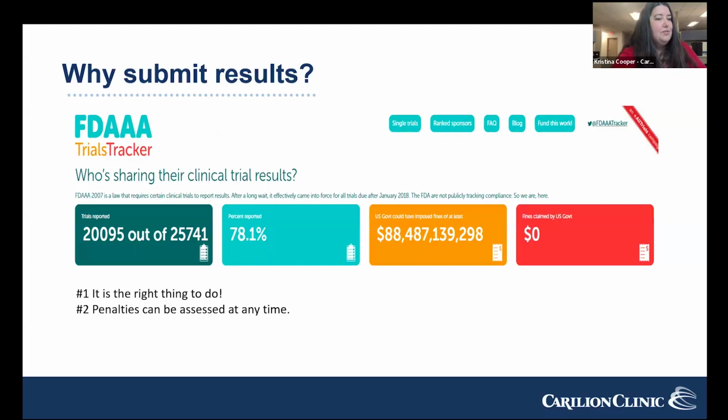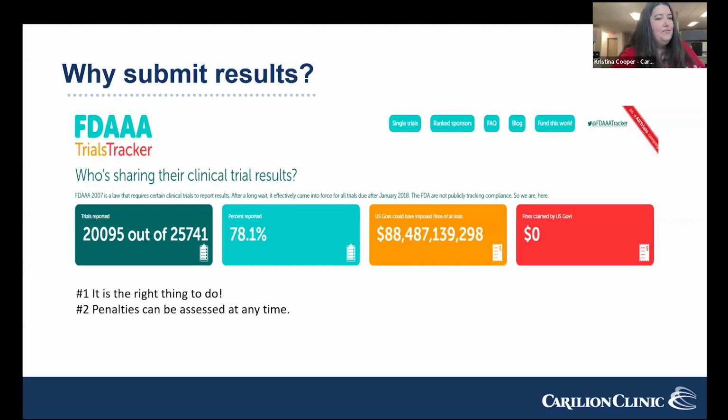Why do we submit the results? Well, not only is it a requirement, it's primarily the right thing to do. Again, this is a public access website. It's supposed to help people recruit, to learn about conditions that are being studied, to see where we're missing conditions, where we could potentially have beneficial information included for research for the overall good. But there also is always this threat of penalties.